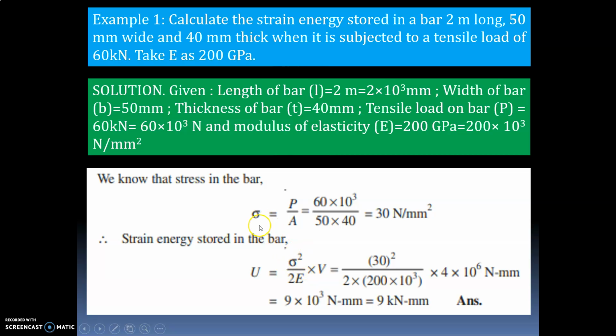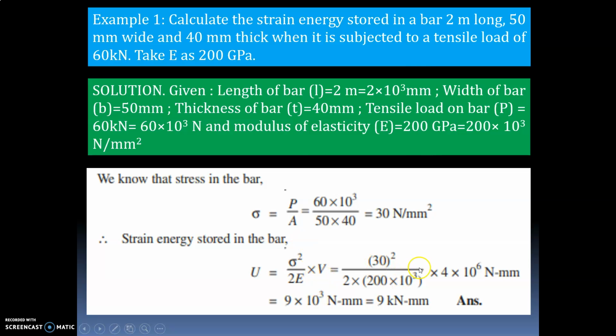What is sigma? Sigma is equal to load divided by area. Load is 60 into 10 raised to 3 divided by area. Area is breadth into depth, that is 50 into 40. So you get 30 Newton per millimeter square, that is the stress. Once you get the stress, you can calculate the strain energy stored in the bar using the formula sigma square divided by 2E into volume.